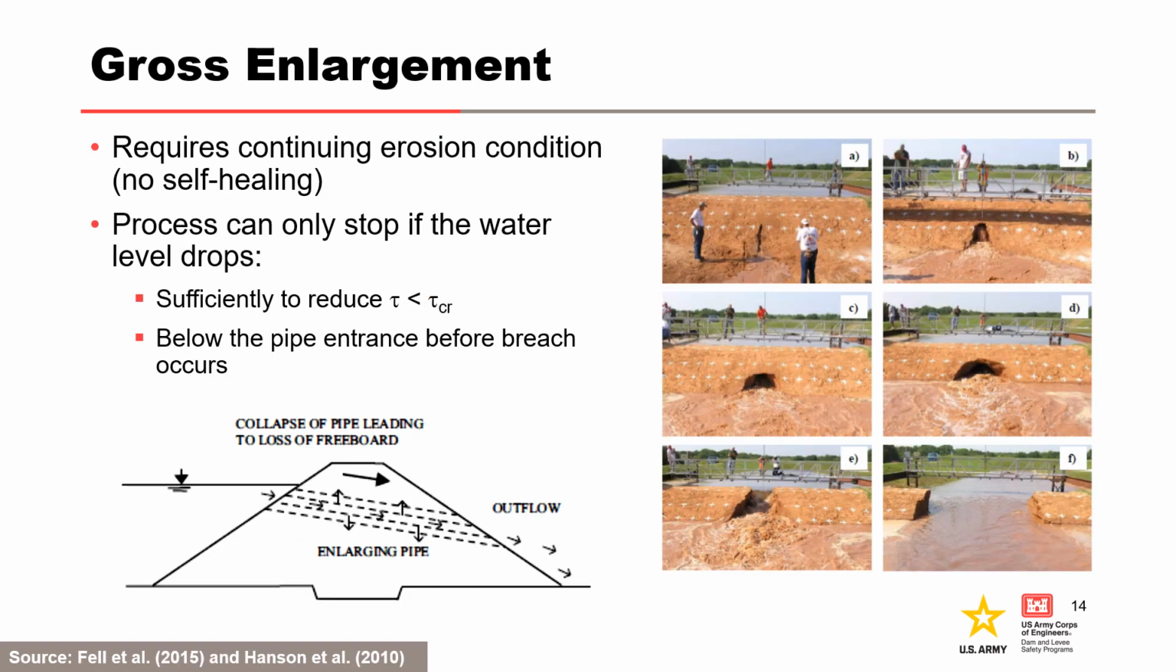Gross enlargement of a pipe or leak requires a continuing erosion condition with no self-healing. The process can only stop if the water level drops below the inlet of the developing pipe before breach occurs, or the water level drops sufficiently to reduce the hydraulic shear stress below the critical value. The photographs on the right are from the ARS field testing. The videos were previously shown during the erodibility parameters presentation.